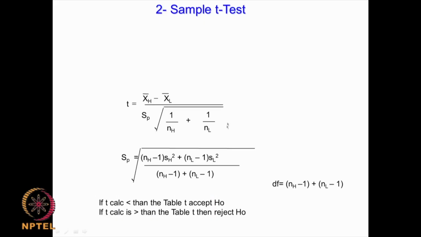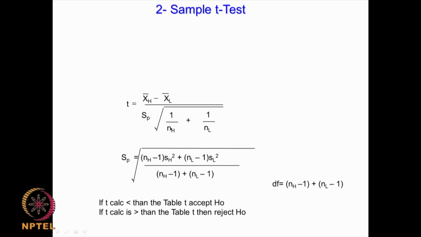In fact, if you look at this equation very carefully, I can have any value of NH, I can have any value of NL. So, it need not be the same. Okay. So, the t value is given by this equation: xh minus xl, that means the mean of one data set minus the mean of another data set or sample set, divided by the square root of 1 by NH plus 1 by NL, and then we have something called SP here. Okay. This is the standard error.